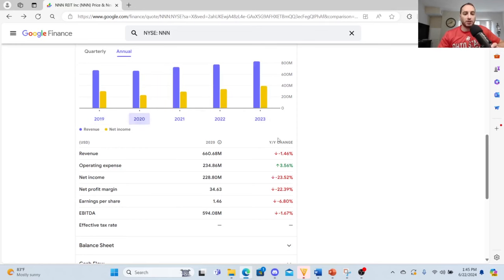2020, it was $660.68 million. You can blame the pandemic. 2021, $726.41 million. 2022, $773.05 million. $828.11 million in 2023. So it is going up, which is very attractive for me as a dividend investor.